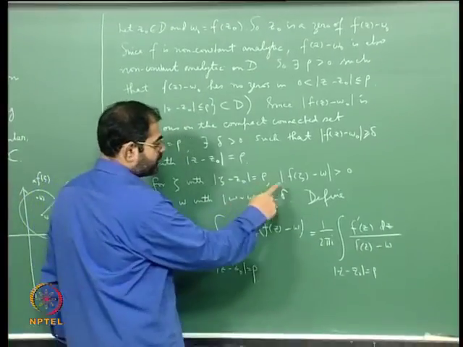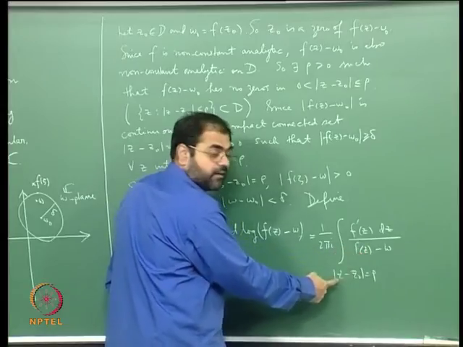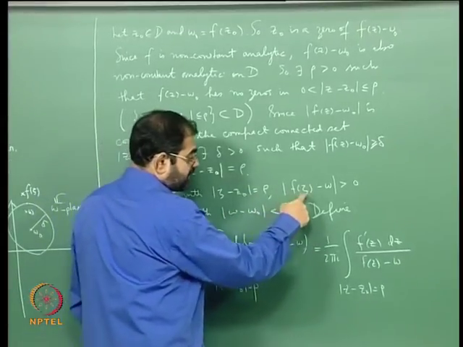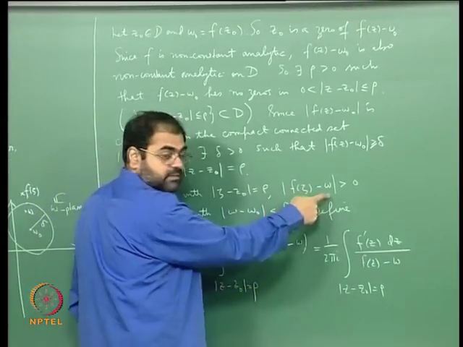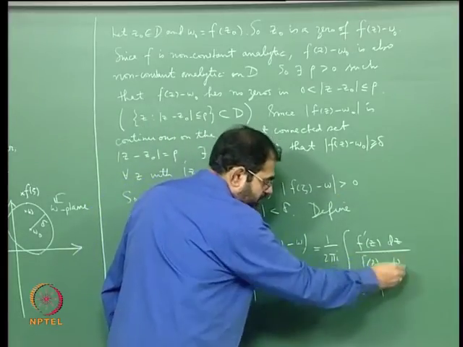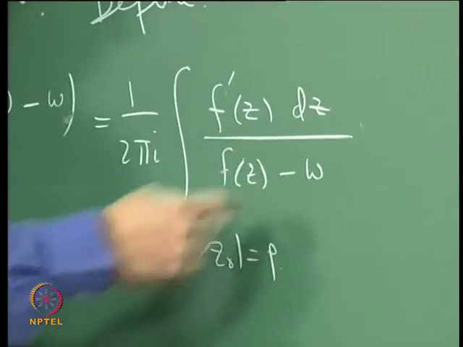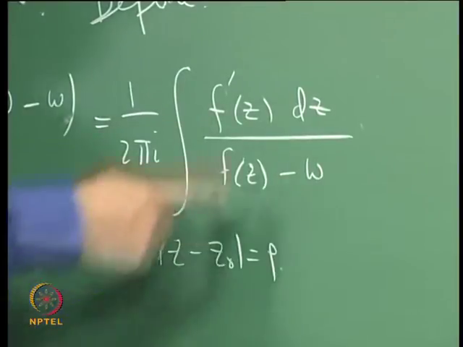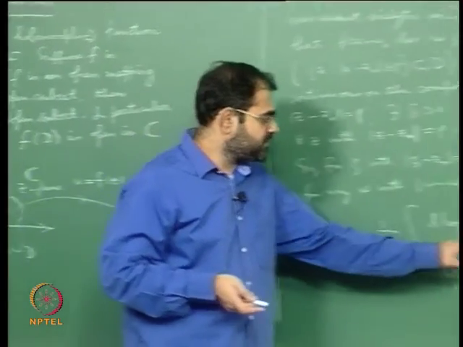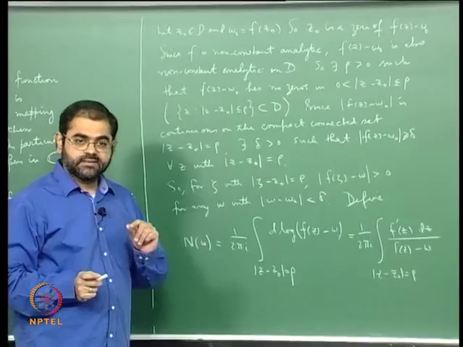f(z) − w for z on the boundary circle, that is for z equal to ζ with |ζ − z₀| equal to ρ, the value f(z) − w becomes f(ζ) − w, and that is positive. So this quantity, its modulus, is never going to vanish on the boundary curve. Therefore, this integral is well defined. Okay, and the function f(z) − w has no poles. What it has is only zeros.